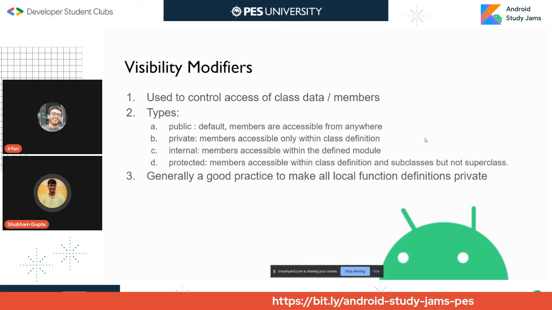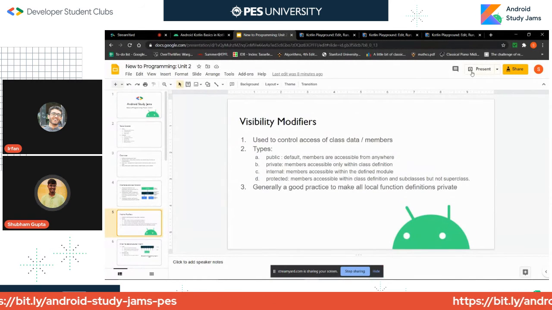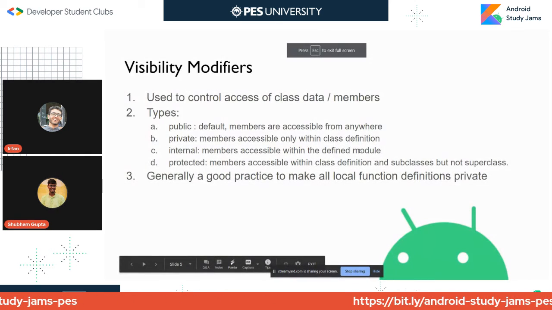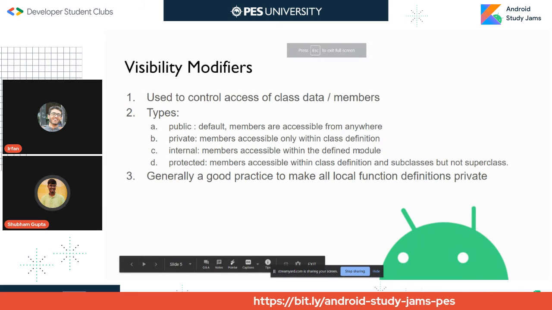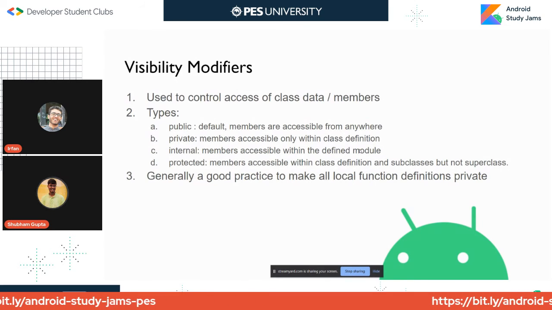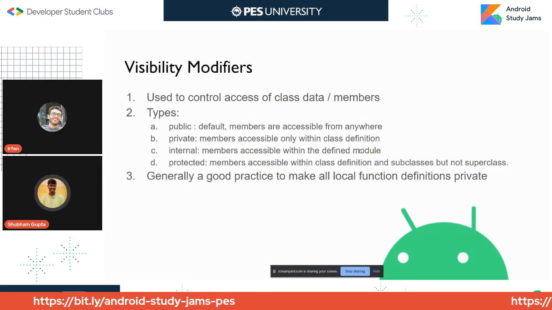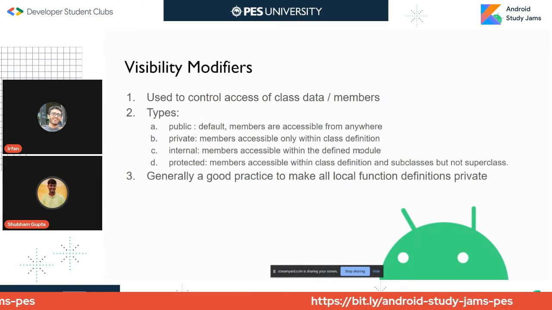All right, visibility modifiers. What a visibility modifier does is, suppose you have some members in a class and you don't want them to be accessed outside that class. So you use visibility modifiers to control that access. Kotlin provides 4 visibility modifiers. They are public, private, internal, and protected.